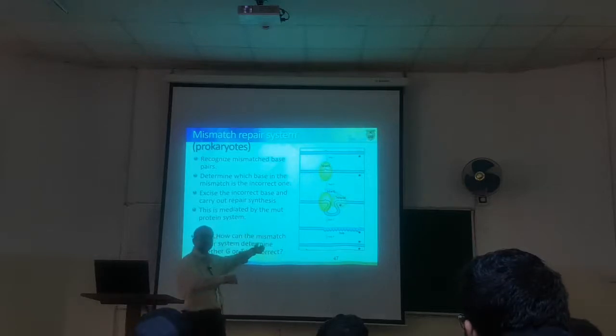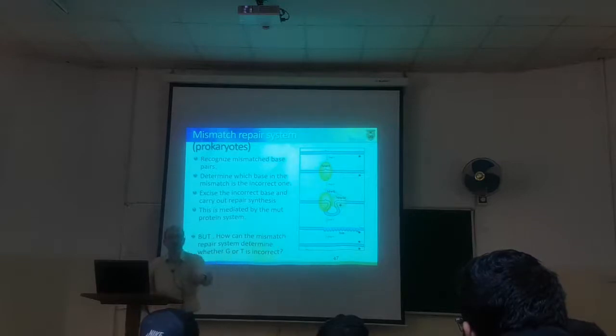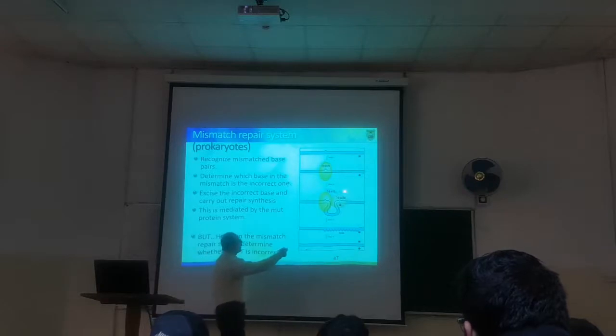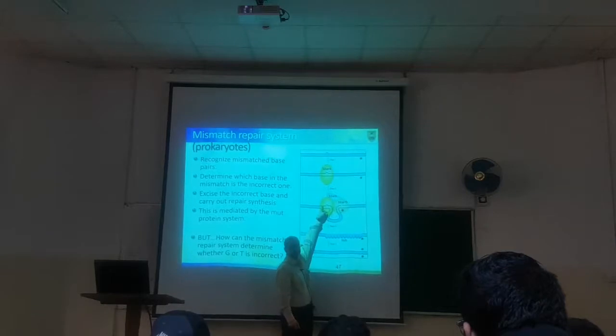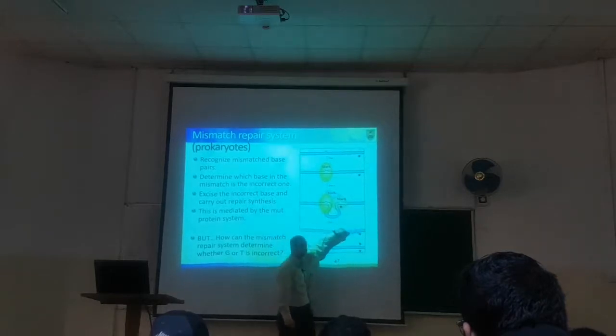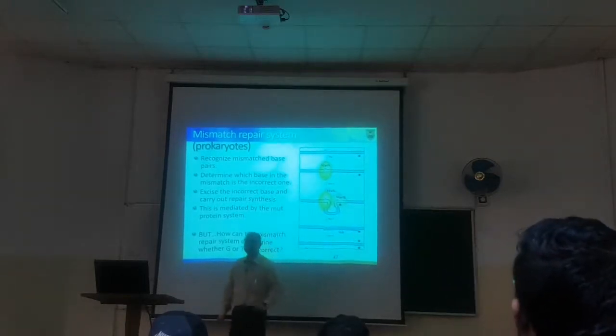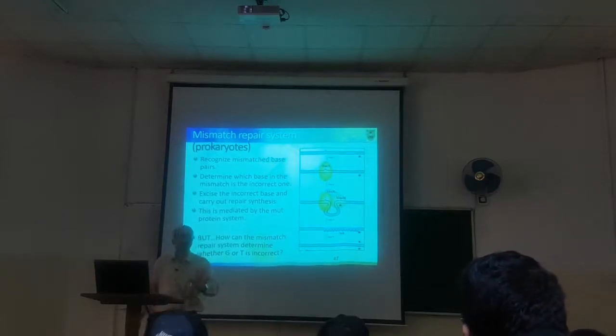The Mut system comes in, MutL, S, and H. They recognize the mutation, or the mismatch. They make a single cut, similar to the general excision pathway. Exonuclease removes the strand that contains the lesion. DNA polymerase I fills in the gap, and we're done. That's simple.